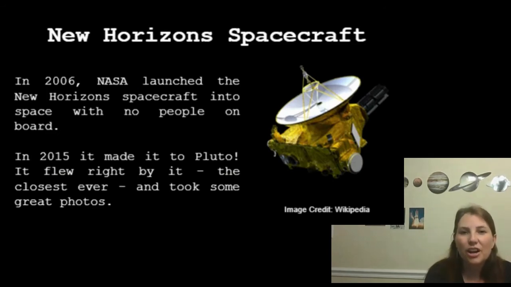This is a picture of the New Horizons spacecraft. Back in 2006, a little bit before scientists made this decision about Pluto, NASA launched the New Horizons spacecraft out into space with no people on board. In 2015, so it took 9 years, it finally made it to Pluto. And it didn't land on Pluto, but it flew very close to it, the closest anything's ever been to Pluto. And it took some really awesome photos.